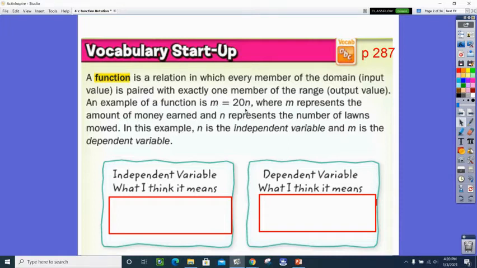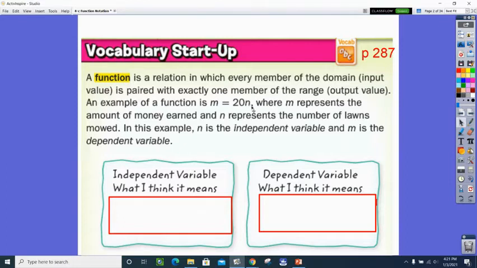Now notice in our last unit, we were solving equations and there was only one variable, and all of a sudden there are two in here because we're going to have an input variable that's going to represent our independent variable. We're going to get to choose what goes in there. And then we're going to have a dependent variable that kind of waits for the math to happen. So in this little function, the M represents the amount of money I would earn, and the N represents the number of lawns that I would mow.